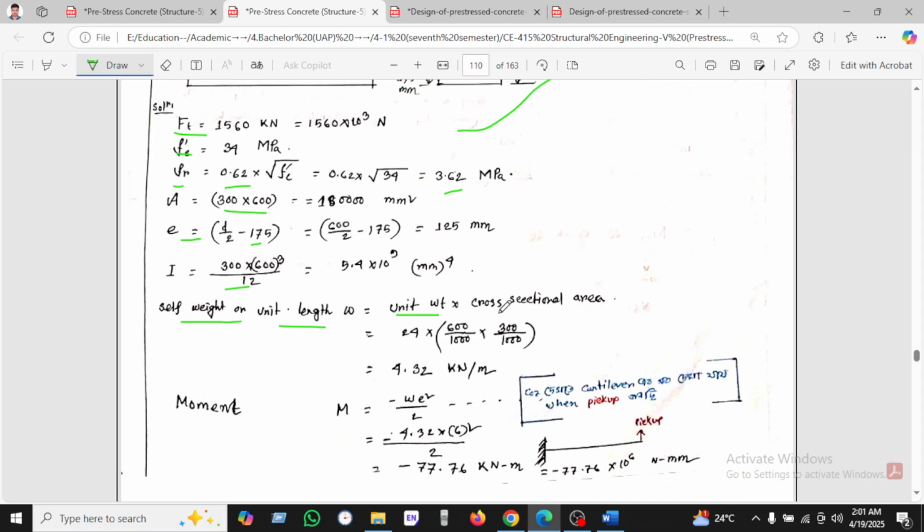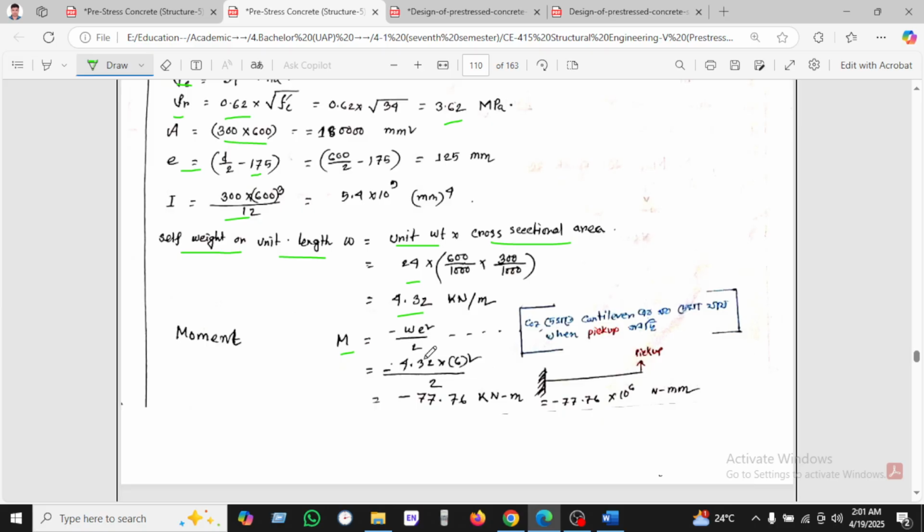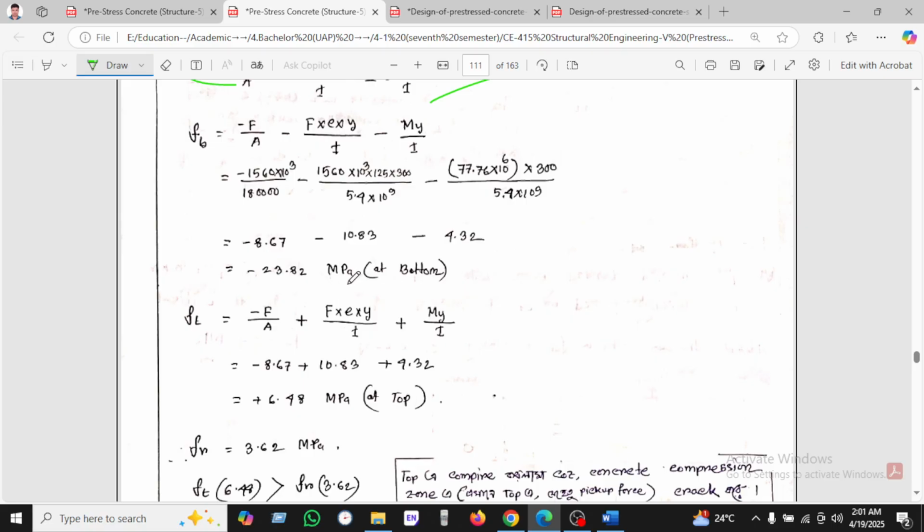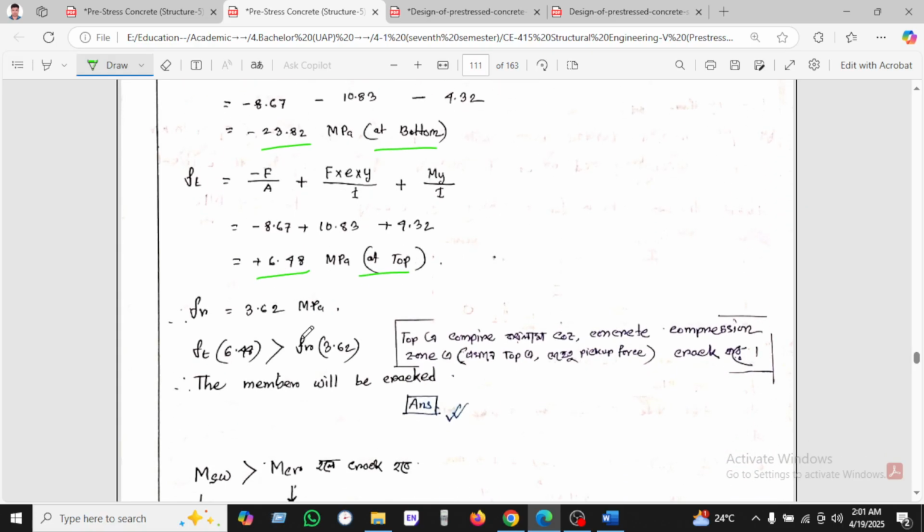From the unit cross section we can find W, and the moment will be WL square by 2, as it is like a cantilever, and we find this value. Now FCR stress equals F over A plus or minus F times this value, and putting in all these values, we find at the bottom minus 23, and at the top it will be 6.48. So F critical we have found 3.6. So 6.48 is greater than 3.6, so the member will be cracked.